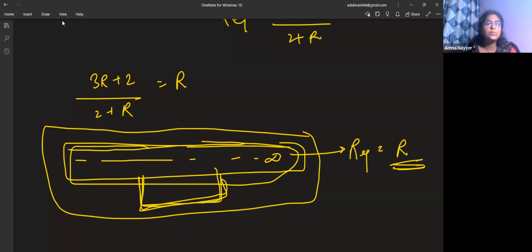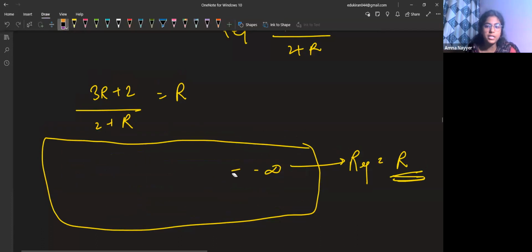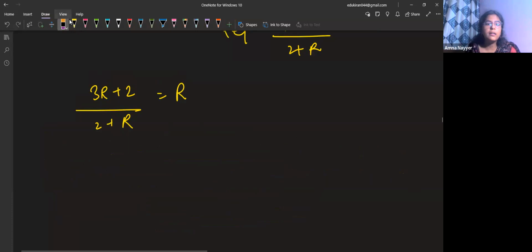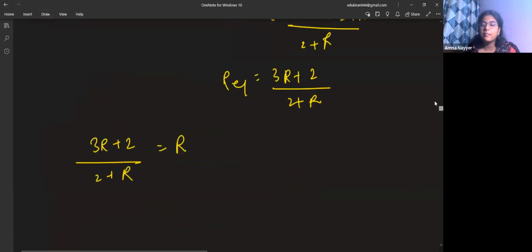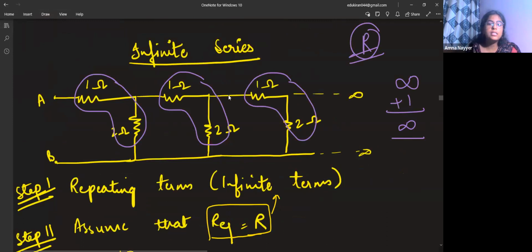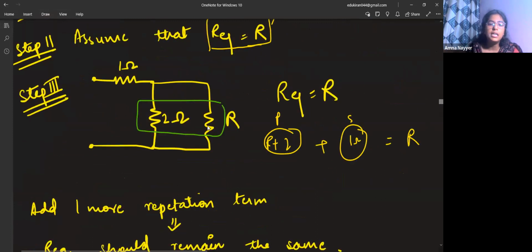So what did I do? Coming back to your actual main question, this was the infinite series I had. I identified the repeating term and assumed that the equivalent resistance of this entire circuit is R. Now with this R, I took one more repeating term so that I can get some values. Their equivalent resistance is still equal to R, because the addition of this repeating term didn't make any difference.